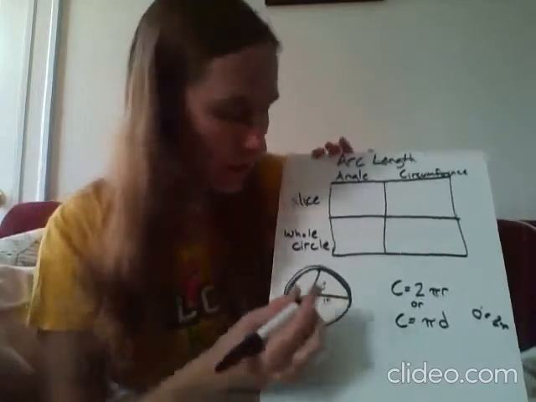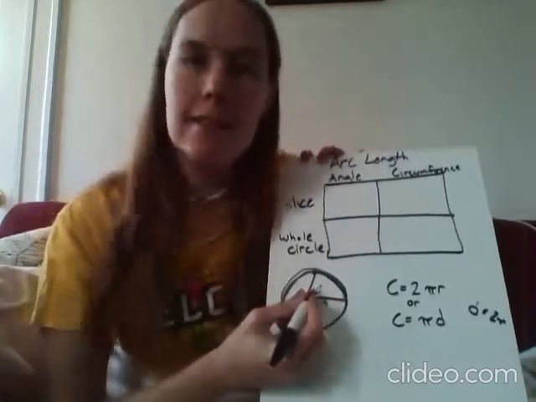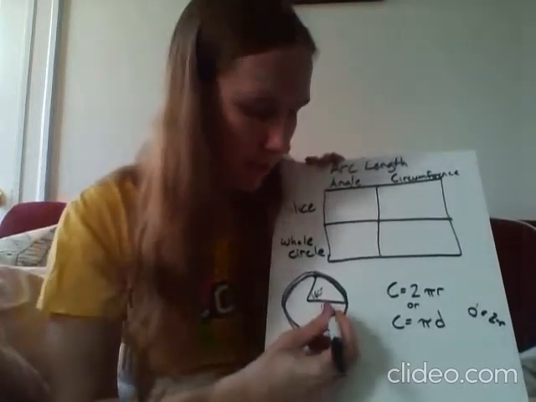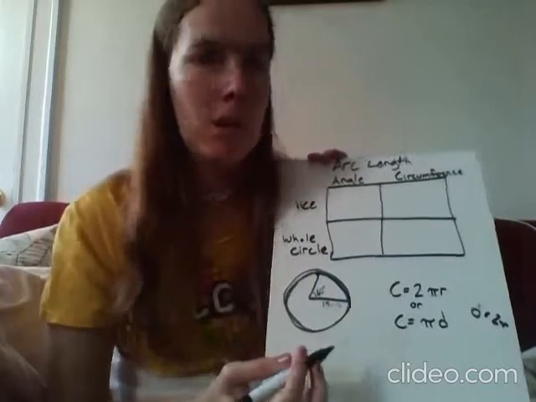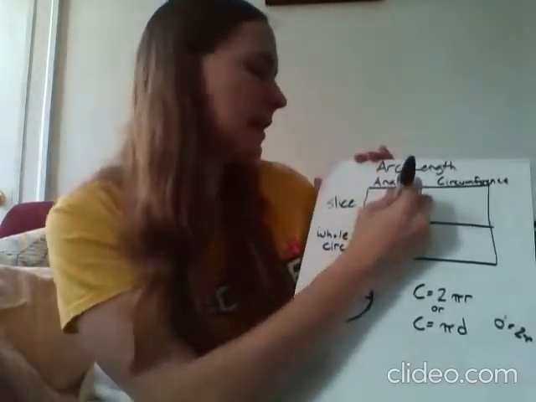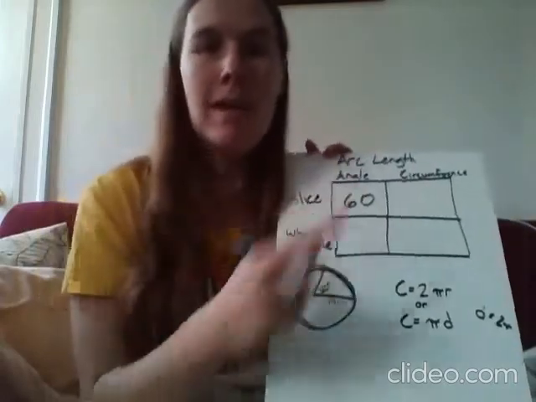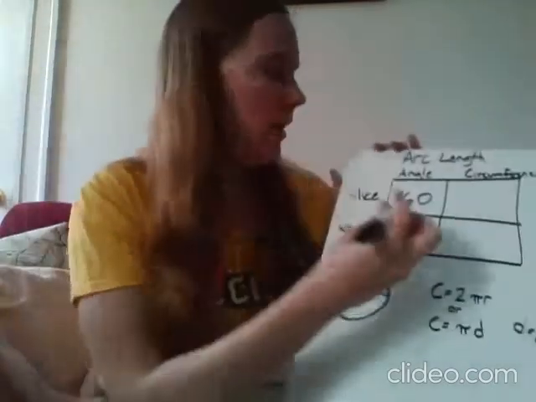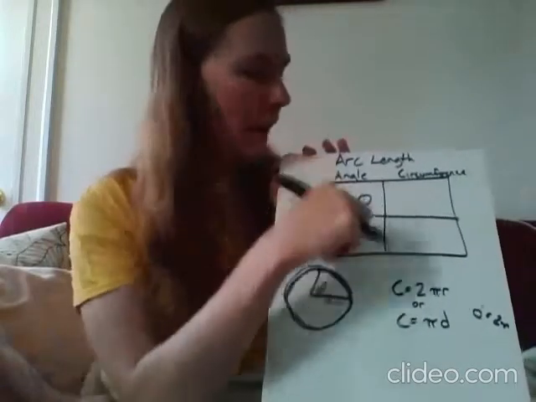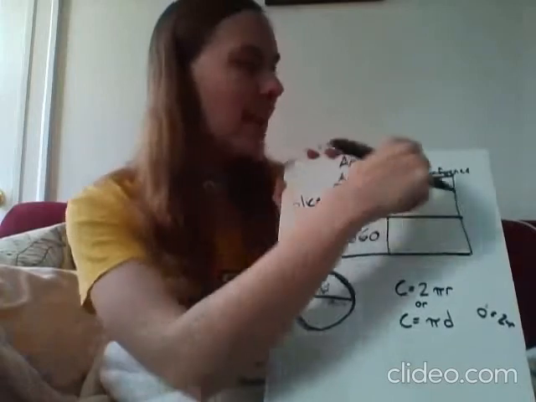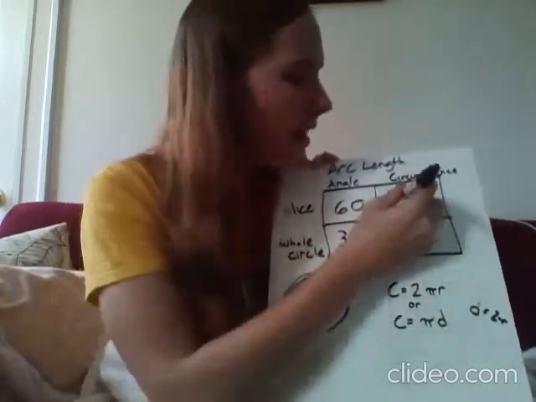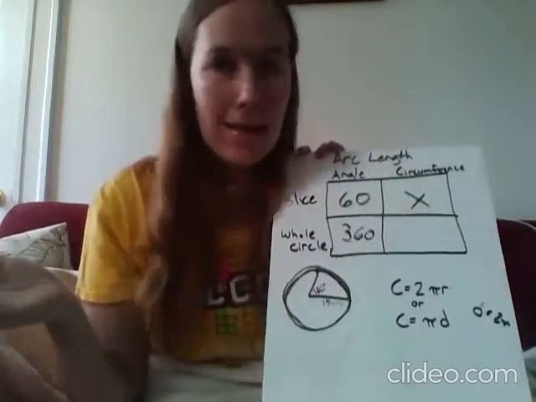So for our circle here, we have an angle that's 60 degrees and a radius that is 15, I'm going to give it centimeters. So the angle of the slice is 60. And remember, the entire circle is 360 degrees. So we have our first thing. Now the slice, the circumference of the slice, that's what we're looking for. So that's going to be our x. We don't know what that is yet.